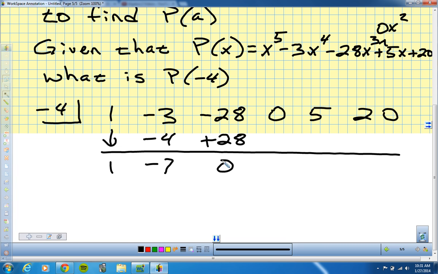You have negative 4 times 0, which is 0. 0 plus 0, still 0. Negative 4 times 0, still 0. Now we get a number back in play. 5 plus 0 is 5. And then negative 4 times 5, negative 20. So given that fantastic definition of remainder theorem, do I have one? No. So the last one will always be either 0 or any number. It could be anything really.